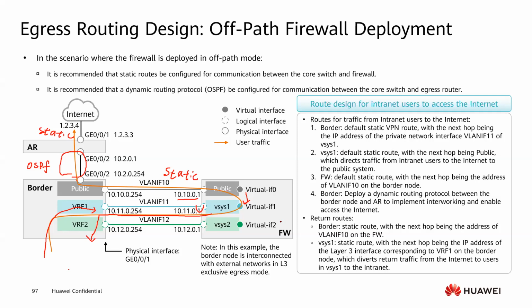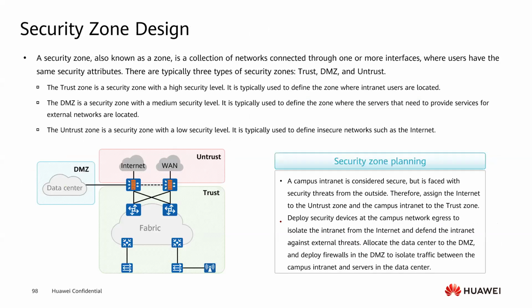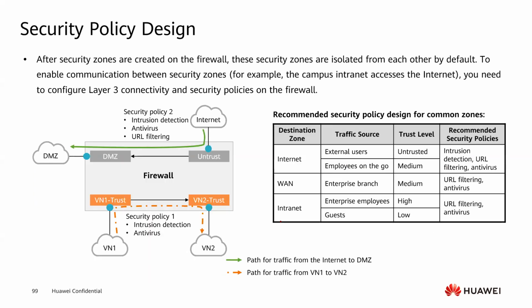So these are two scenarios for the different deployments of the firewall. We will use different routes. And you also need to think about the security zone. For the trust, as usual, is the internal user, and for the DMZ, as usual, is the data center or the service provided for the external network, and for external parties is the untrust. And based on the different security zones, you can consider different security policies.